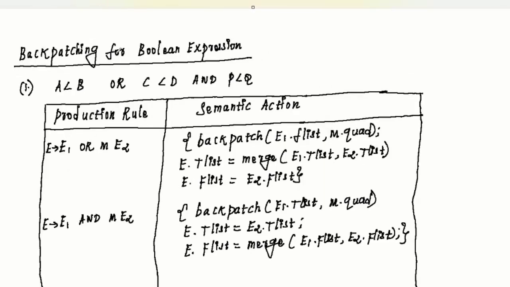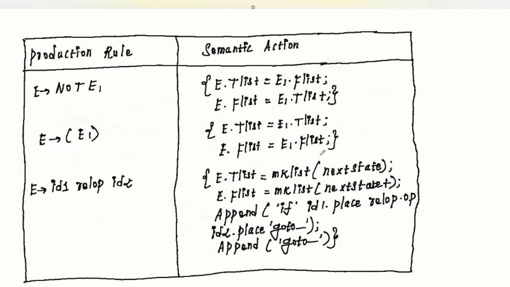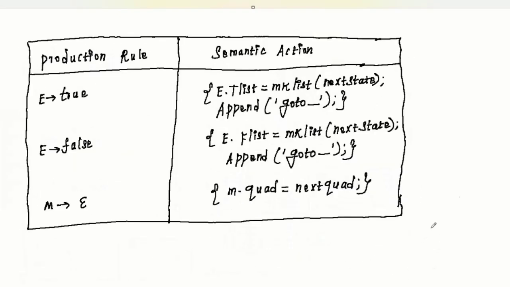Next, backpatching for Boolean expressions. The given example is a less than b or c less than d and p less than q. Here we have the Boolean operators or and and. The production rules are given, and the corresponding semantic actions are there. Using the table, we will construct the annotated parse tree for the expression.